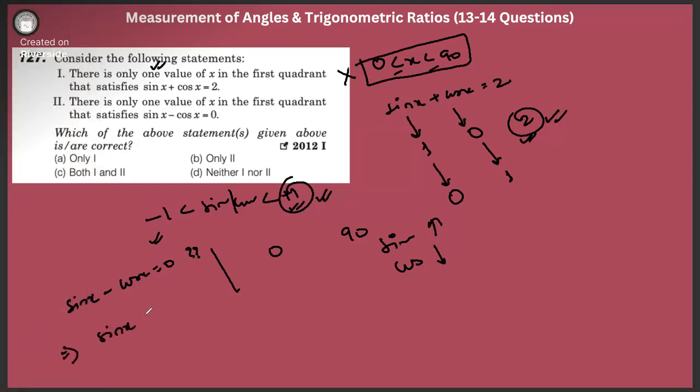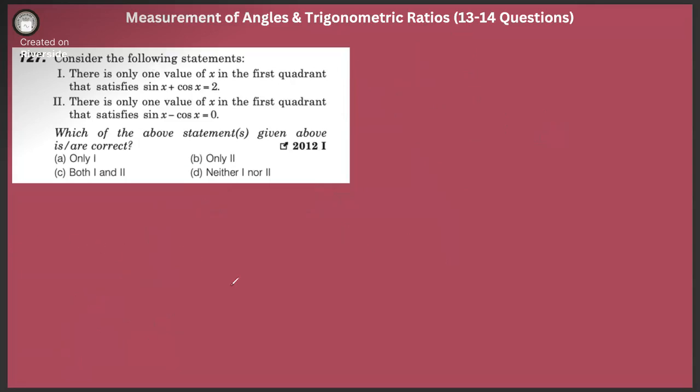Okay. We can simply write it as sine x is equal to cos x. And we know sine x and cos x are equal when x is equal to 45 degrees. And this is the only value wherein sine x and cos x are equal in the very first quadrant. Right. So we will go ahead with B as the answer. Okay. So far, so good.